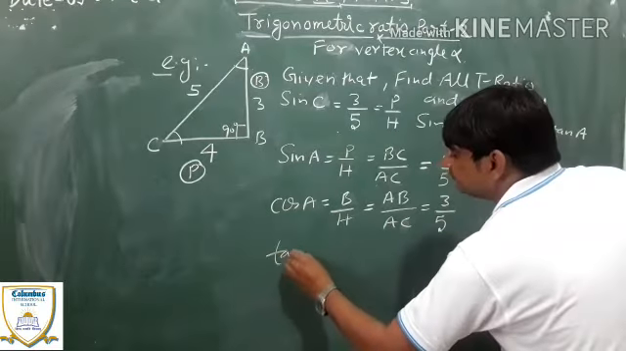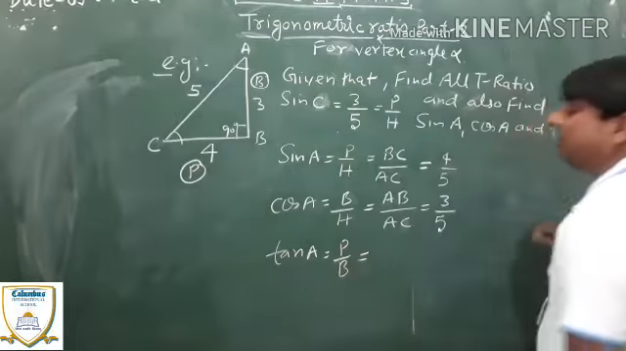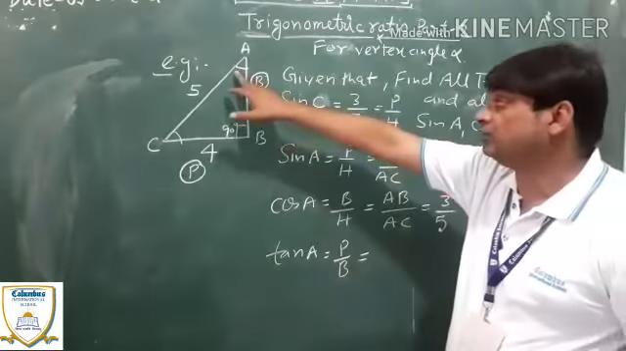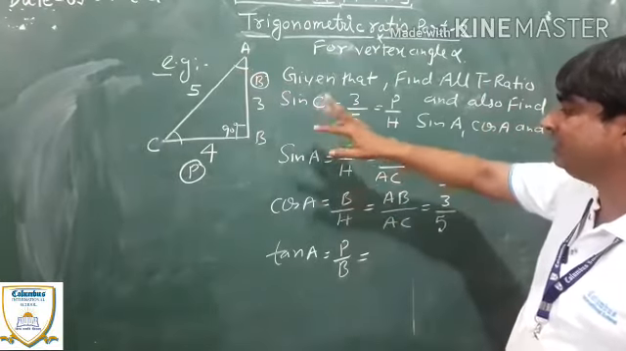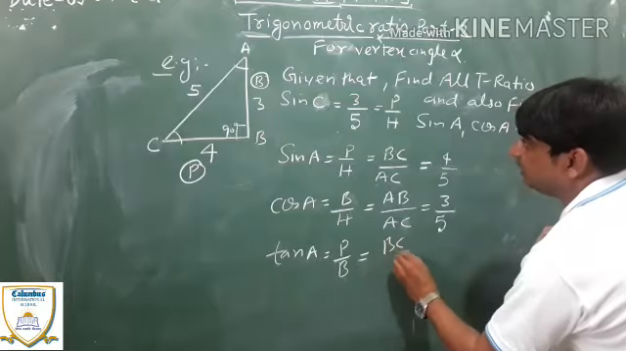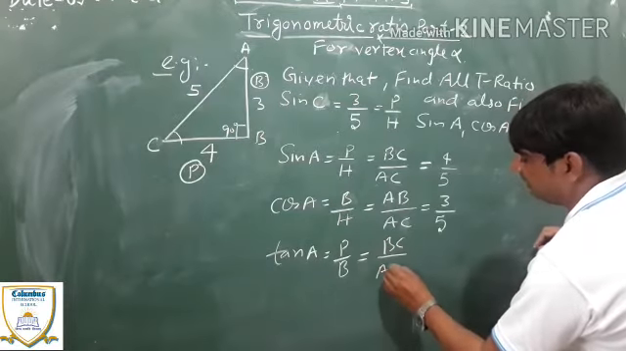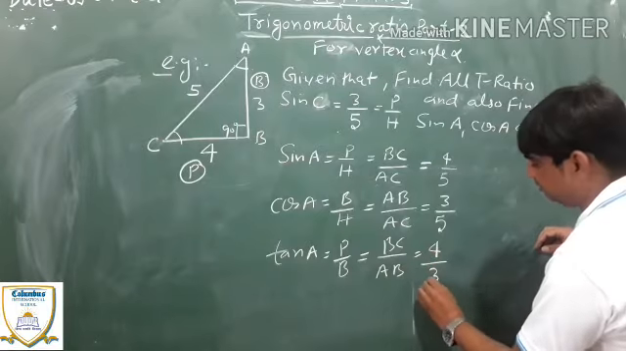Tan A is equal to perpendicular by base. Already you know that if you want to find the vertex angle, then perpendicular and base mutually interchange. So perpendicular is BC, and base is AB. BC is equal to 4 and this is 3.